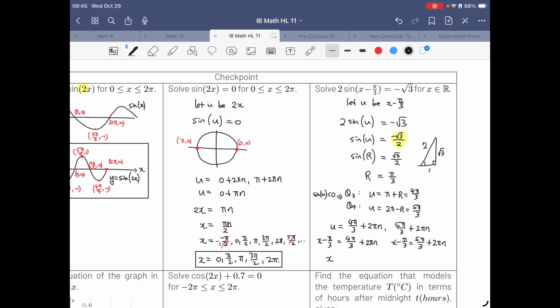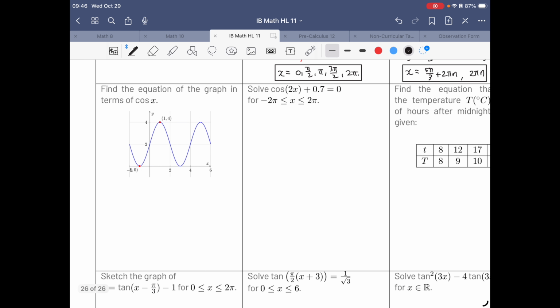So therefore, solving for x, I add pi over 3 on both sides. It's going to be 5 pi over 3 plus 2 pi n. And if I add pi over 3 on the right hand side, it becomes 6 pi over 3, which is 2 pi plus 2 pi n, or just 2 pi n is fine too. Nothing wrong with writing 2 pi plus 2 pi n or 0 plus 2 pi n. It doesn't matter. There are my solutions.